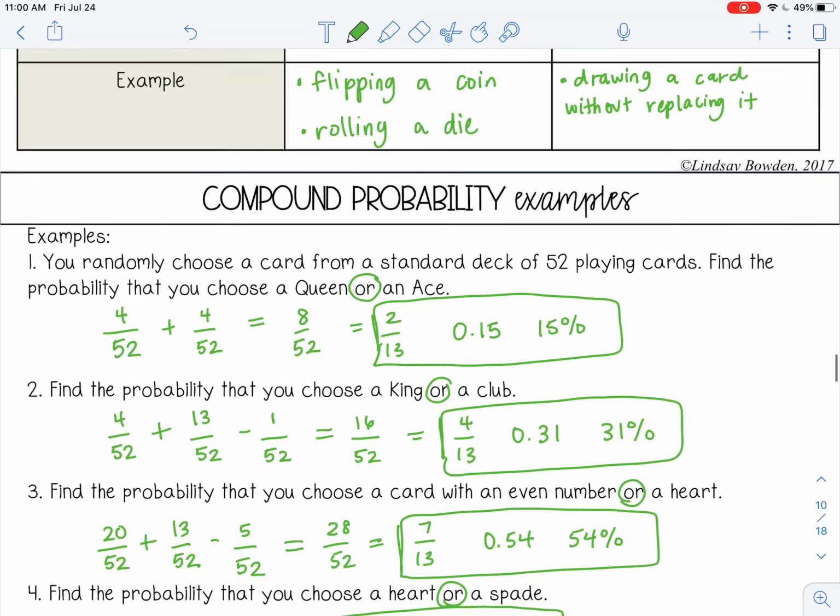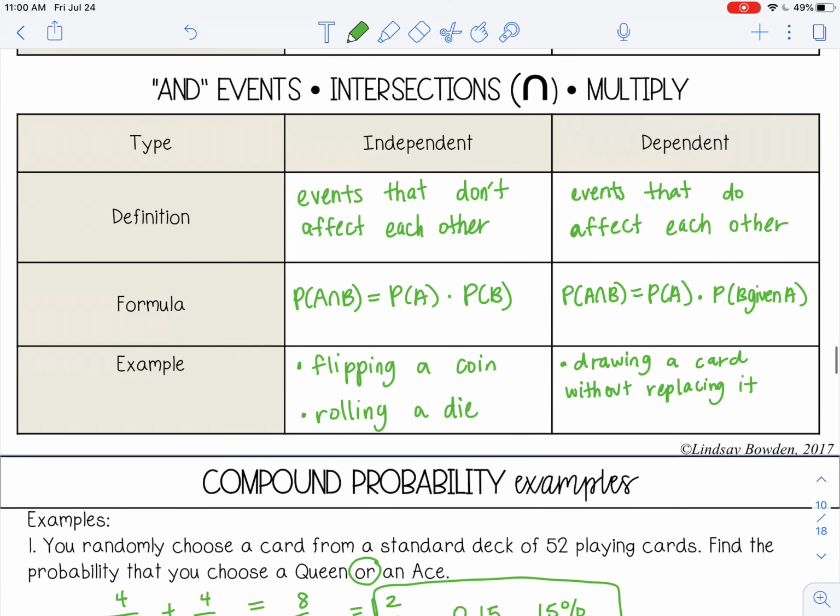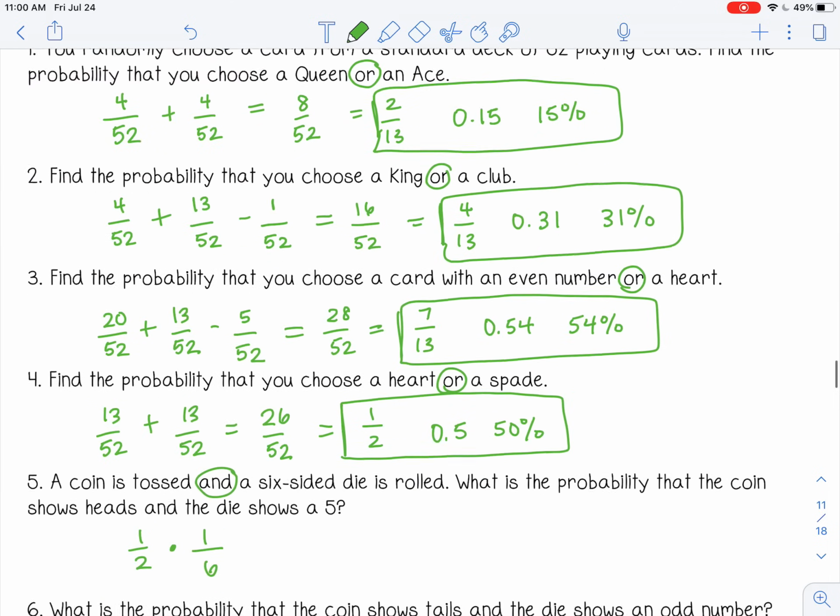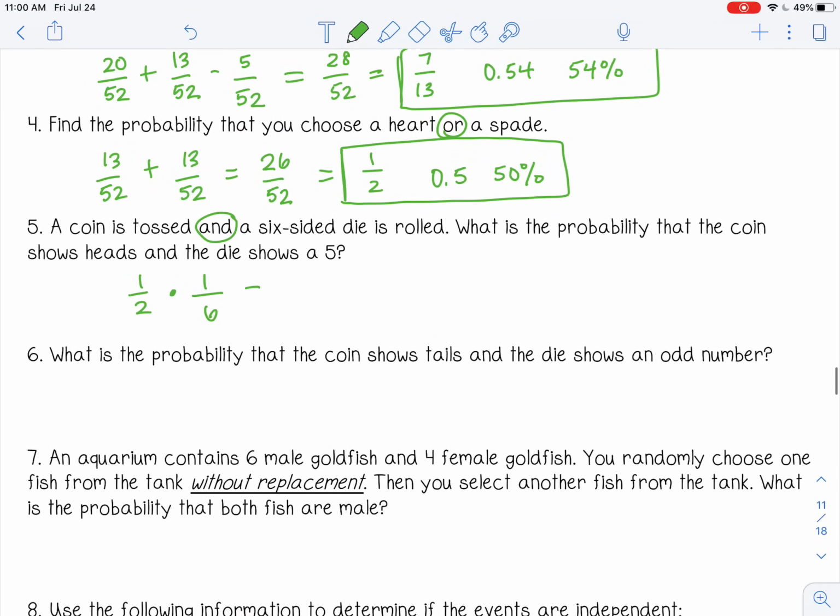And let's go back up. So this is an and event. We're multiplying here. We need to think, is this independent or dependent? And if you're talking about coins or dice, those are always independent of one another. So all we need to do is multiply them together, and that will give us our probability. All right, so 1/2 times 1/6, that's 1/12. As a decimal, that's 0.08, or 8%.